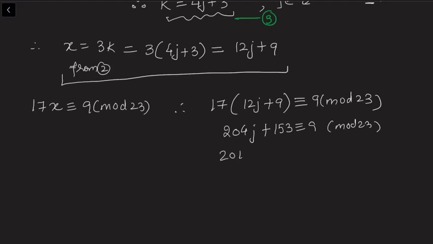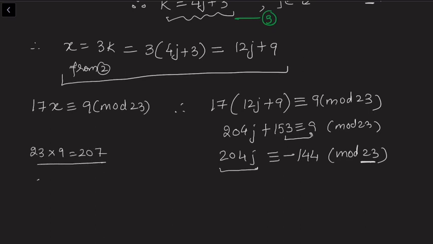Now this is 204j, and maybe take this 153 on the other side, so we'll get minus 144 modulo 23. And now as we see that 204 is very large compared to 23, we need to reduce this congruence. So notice that 23 times 9 is 207. So that means 204j is congruent to minus 3j modulo 23. So when you take this minus 3j on the other side, this will become 207j, and so it will be divisible by 23. So this congruence I am replacing by minus 3j congruent to minus 144 modulo 23.